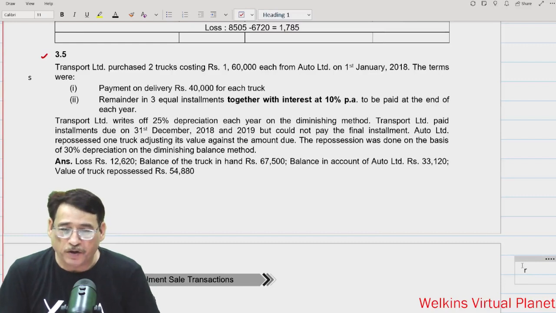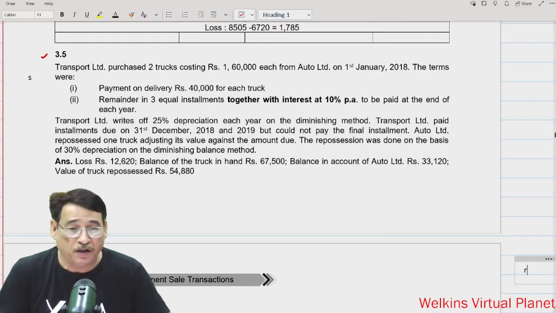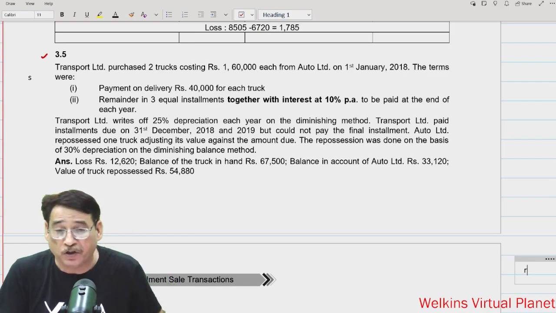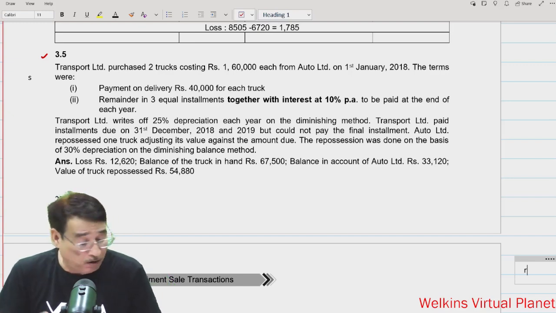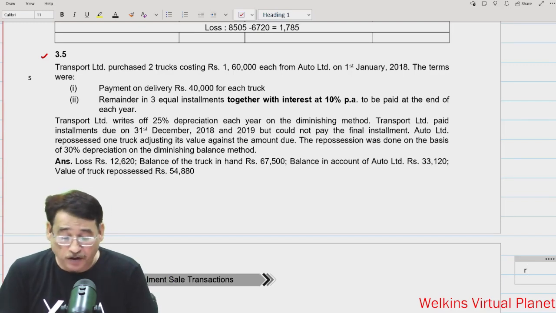Welcome again to this particular session. In the last session, we started off with the partial repossession, and I sincerely hope that by now you have a bit of confidence to tackle any problem on partial repossession. But it's a pretty long topic, no doubt about that, and lots of questions we have inserted in it. So we will continue with that.